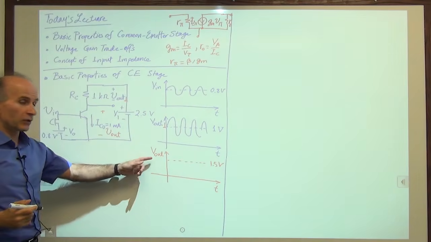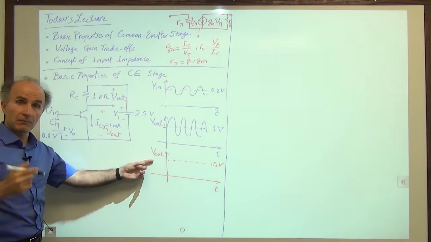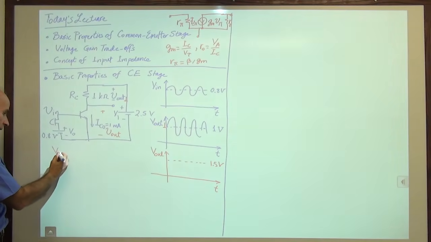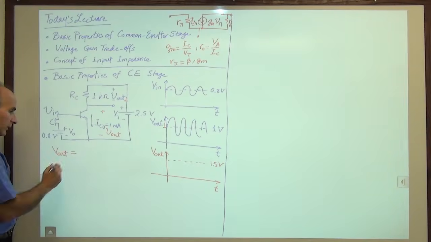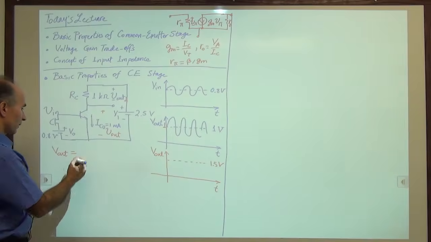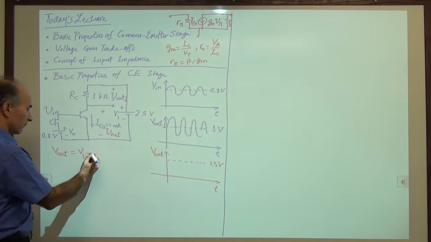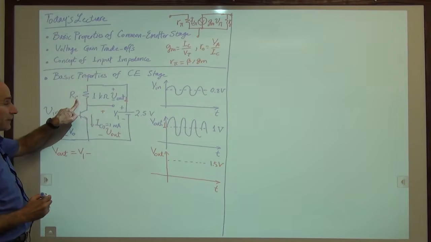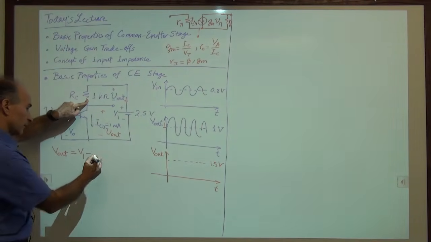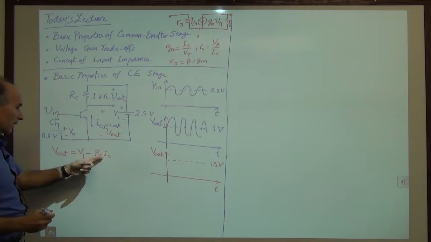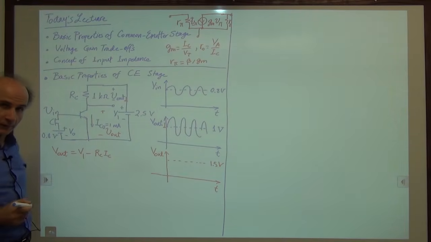And let me write the equation for this because we will see this many times in the future. So V out is equal to this voltage, which we call V1 for now, minus this voltage. And this voltage is equal to RC times the current through it. So minus RC times IC. This is an important equation to remember for the future.